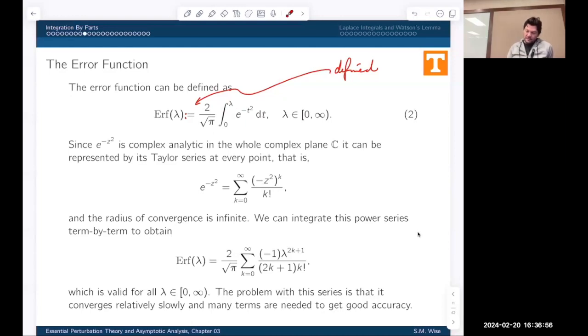Now, this integrand is complex analytic, meaning that it can be represented by its Taylor series expansion. So I could substitute in this Taylor series for e to the minus t squared, and then I can integrate that actually term by term. You're allowed to do this because this has an infinite radius of convergence and converges absolutely in its radius of convergence. So I can actually show that the error function has this convergent series expansion. So this guy does converge.